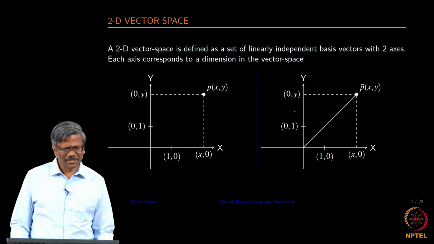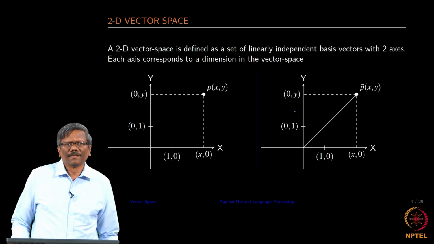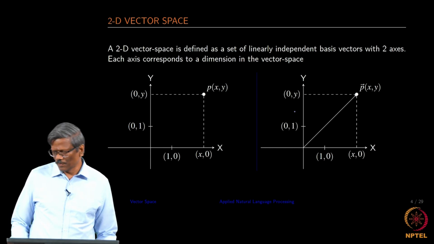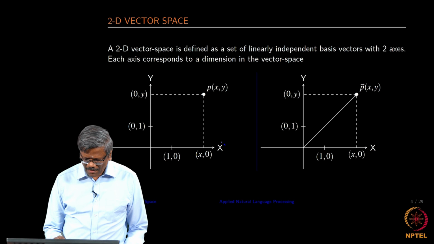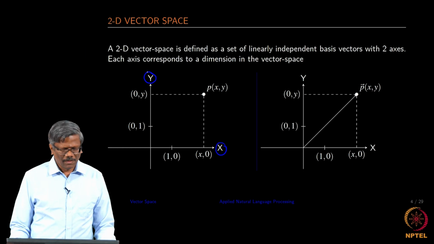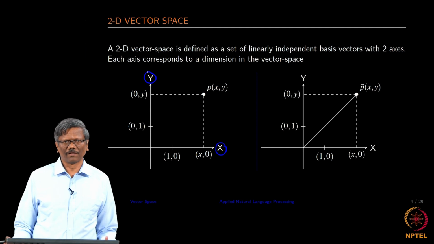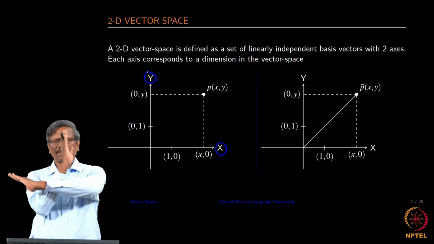slide in this exercise, which is about 2-dimensional vector space. A 2-dimensional vector space is defined as a set of linearly independent basis vectors with 2 axes. Each axis corresponds to a dimension in the vector space. So, if you look at the diagram here, we have linearly independent vectors x and y. Okay. So, what that means is any operation that you perform using this particular linear basis vector will not result in a value, it will always result in a null value. That means they are orthogonal to each other, they are in this fashion.